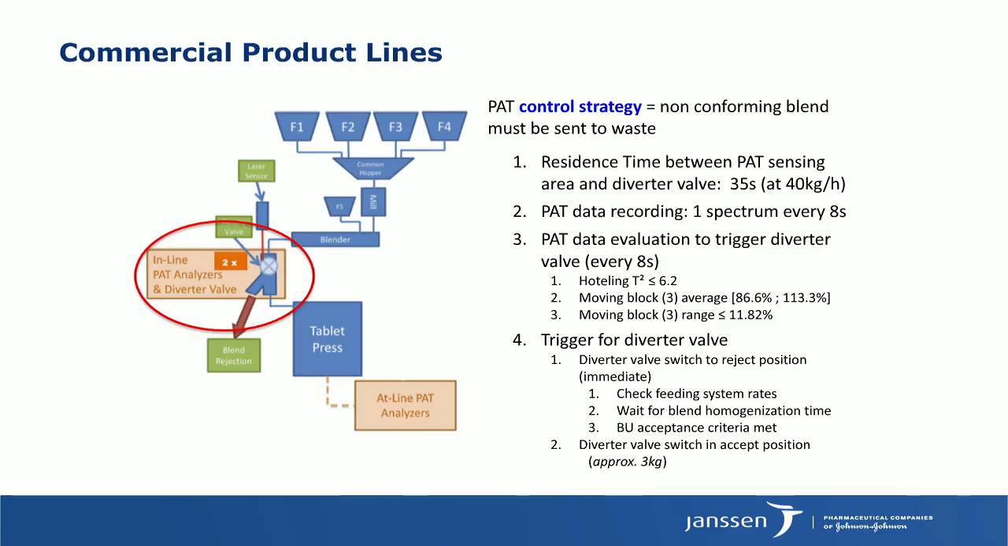Before we can switch the diverter valve back into the accept position, we also have to fulfill 3 requirements. First of all, the BU acceptance criteria must be met. Second, we check our feeding system rates, and we wait for a blend homogenization time. Just to put some figures around it, we have seen in the past that sometimes we had to divert a little bit, and a diversion cycle means that you would divert approximately 3 kgs of material. So this is done for our commercial product.